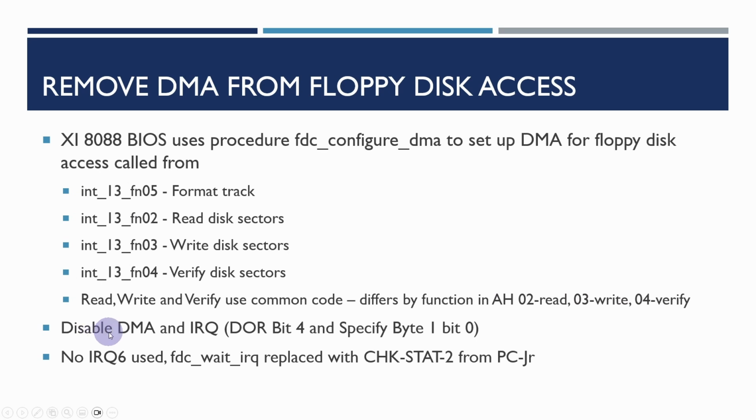We're going to be disabling the DMA in the floppy disk controller and also the use of interrupts in the floppy disk controller. So there are some data operation register bits we need to worry about. And because we're not using interrupts, a lot of the BIOS code has this floppy disk controller wait for interrupt, and we're going to have to replace that. In fact, there's a check stat 2 from the PCJr BIOS, and that's a routine that polls these statuses and waits until the disk controller has actually got data available.